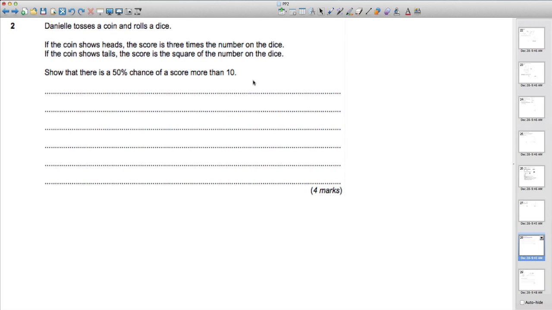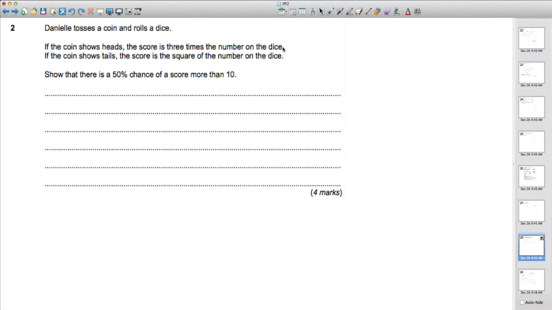Question 2. Danielle tosses a coin and rolls a dice. If the coin shows head, the score is 3 times the number on the dice. If the coin shows tails, the score is the square of the number on the dice. Show that there is a 50% chance of a score more than 10. Okay, so let's list all the possible outcomes.